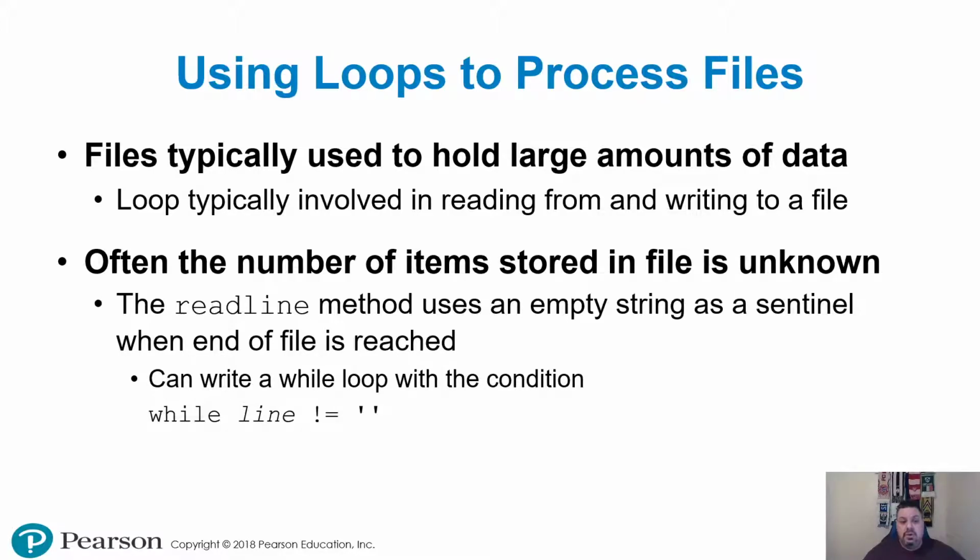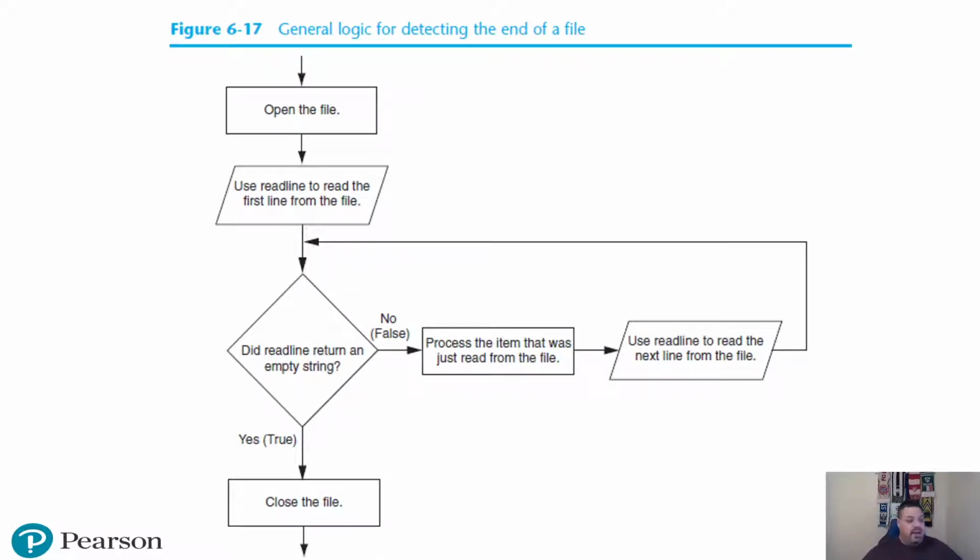Okay? You want to make sure while line is not equal to quote, quote, which is basically a null string. Nothing in it. Okay? And again, we saw this. I just talked about this and we watched the code run. You open the file handle, you use readLine to get your first line, and prime your while loop. Did your line return an empty string? No, then process what you just read, read the next line, and keep going.